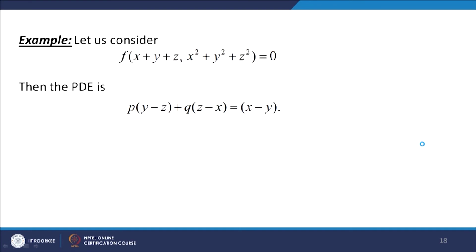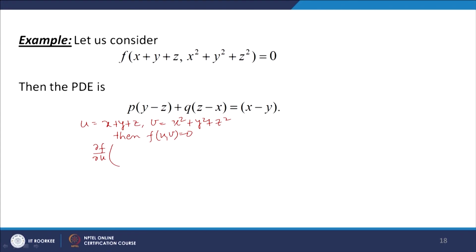Now, let us look at this f of x plus y plus z, x square plus y square plus z square equal to 0. We have an arbitrary function f here. So, we have to eliminate this arbitrary function f. So, let us take u equal to x plus y plus z, v equal to x square plus y square plus z square. Then f of u, v equal to 0. So, let us differentiate this equation f of u, v equal to 0 with respect to x. What we get?